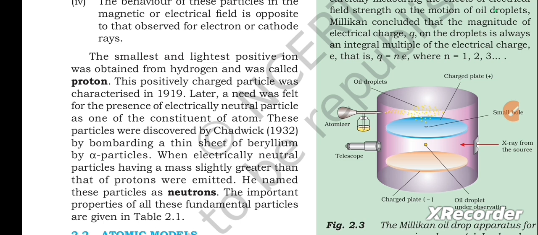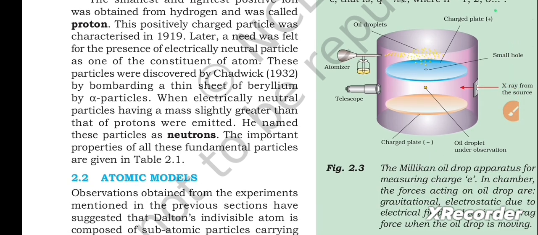This positively charged particle was characterized in 1919. Later, a need was felt for the presence of electrically neutral particle as one of the constituents of atom. These particles were discovered by Chadwick in 1932 by bombarding a thin sheet of beryllium by alpha particles.